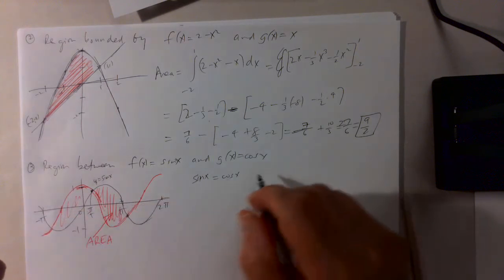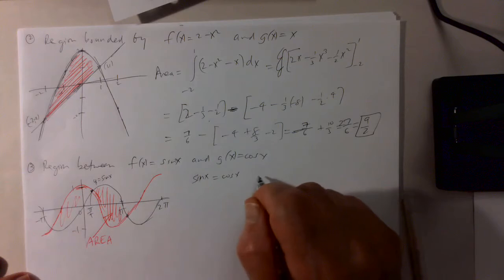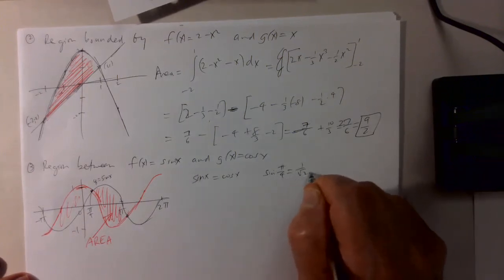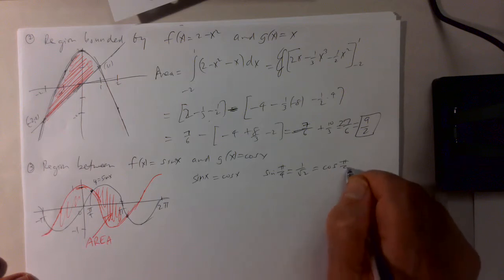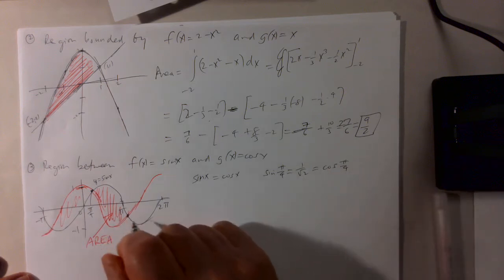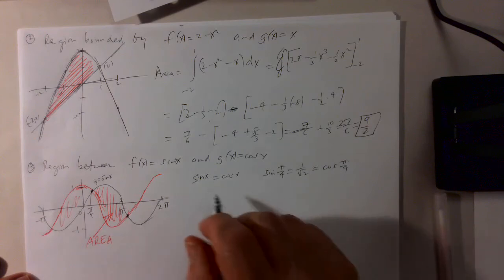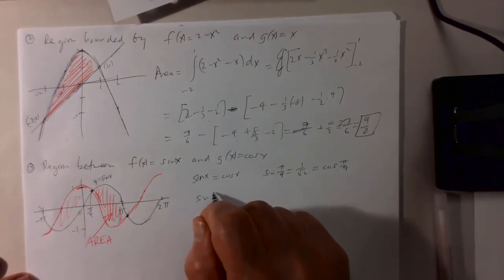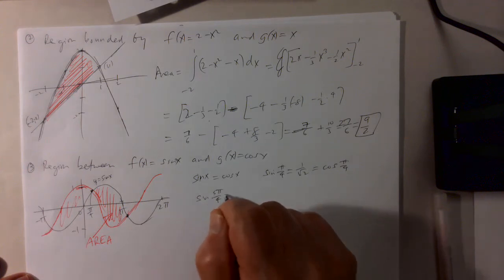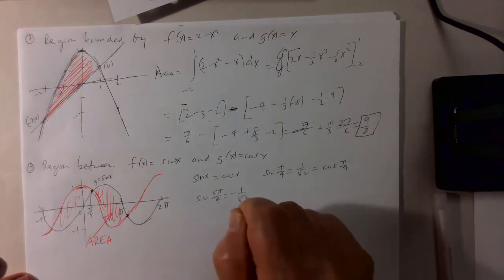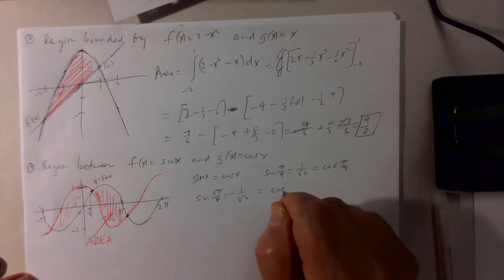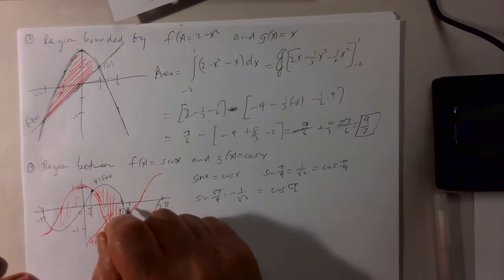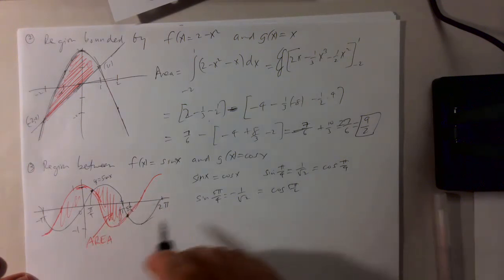This is exactly at pi over 4. So the sine of pi over 4 is 1 over root 2, which is the same as the cosine of pi over 4. And the next point where the sine and the cosine intersect is 5 pi over 4. The sine of 5 pi over 4 is minus 1 over root 2, and that's also the cosine of 5 pi over 4.